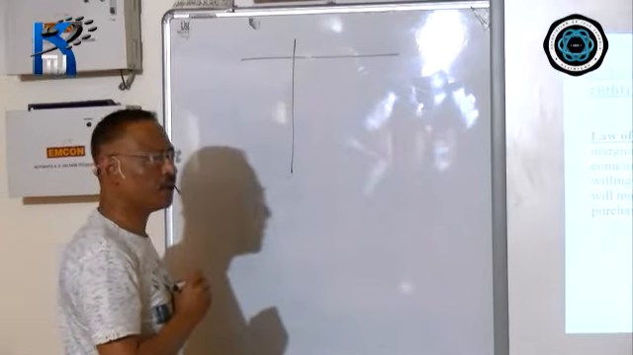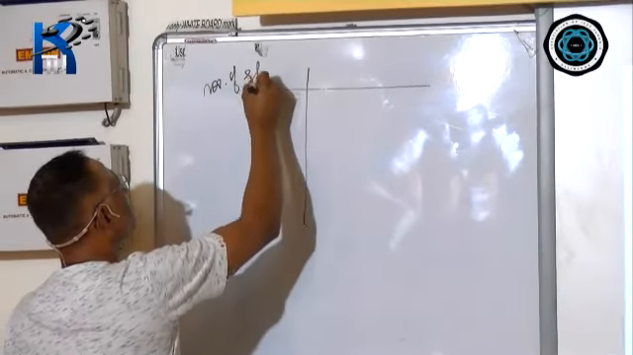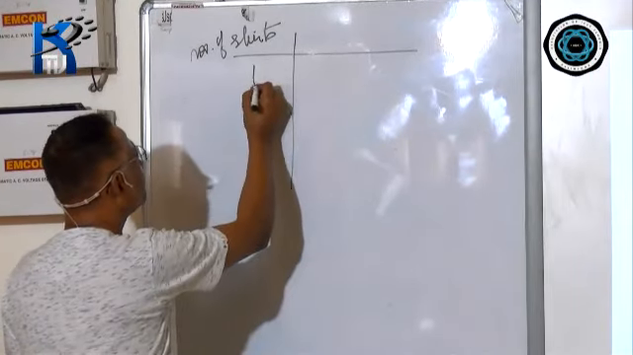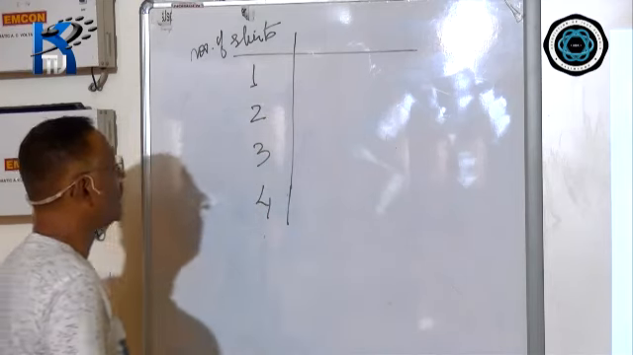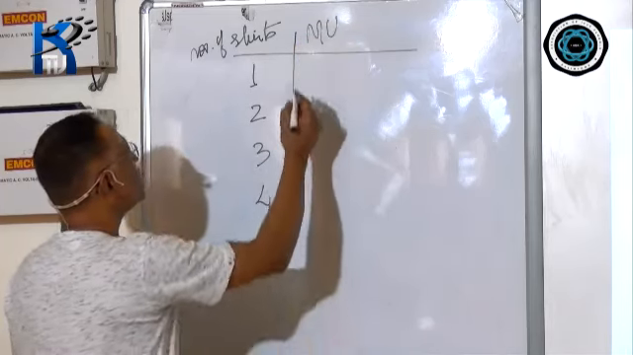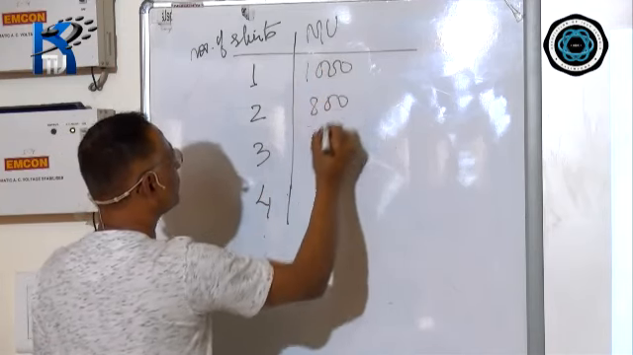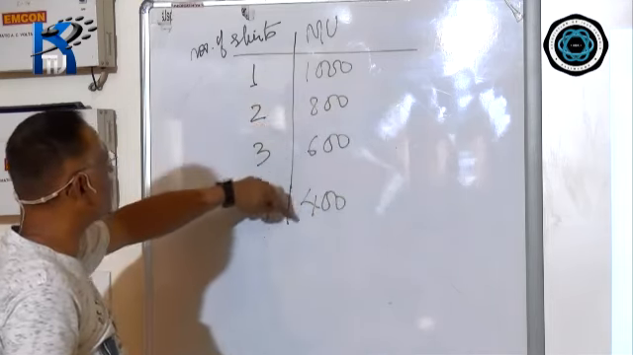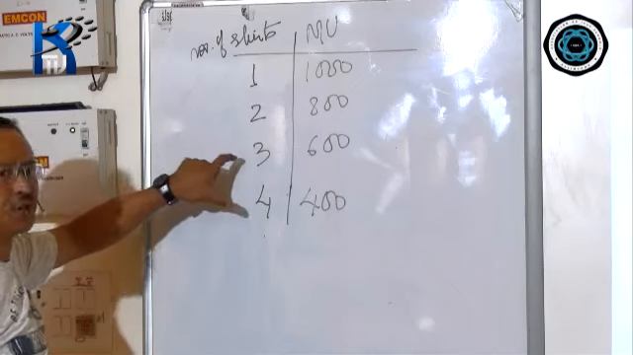Let's take another example. This time we will take shirts. Number of shirts, or we can say units of shirts. You buy the first shirt, second shirt, third, fourth. Let us say the marginal utility derived, which should fall, is 1,000, 800, 600 and 400. What is happening to the marginal utility? It is decreasing as you buy additional units of the shirts. This is the law of diminishing marginal utility.